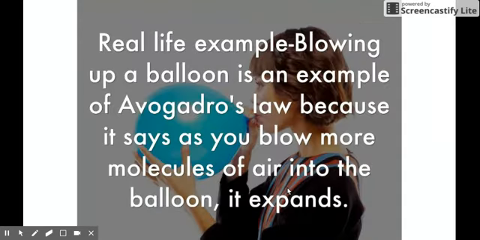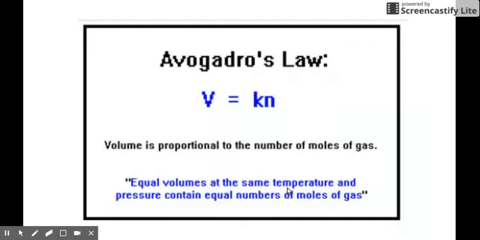On the other hand, by simply blowing a balloon, you are already representing the Avogadro's law principle, because it says that the more molecules of air you blow into the balloon, of course it's going to expand. So it gives you the direct relationship of volume and N. So Avogadro's law will become V is equal to constant times N. So volume is proportional to the number of moles of a gas.